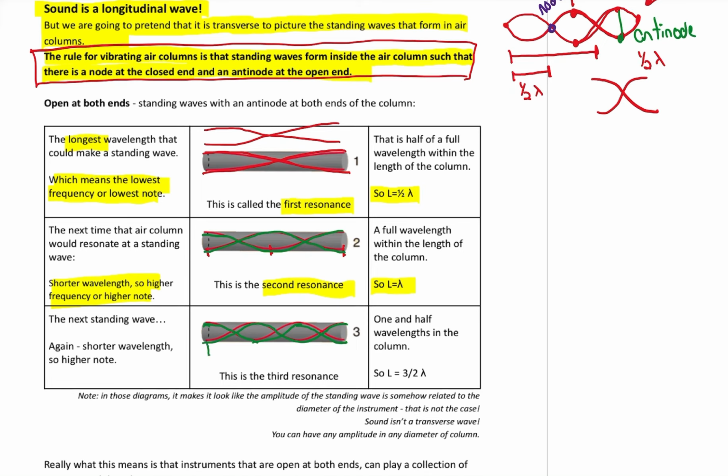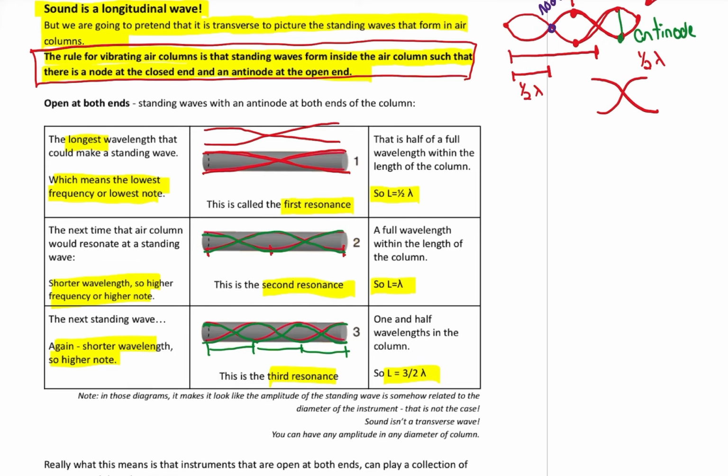If we count it out, this is half a wavelength, this is another half a wavelength, this is another half a wavelength. So in the length of our air column, we've got 3 half wavelengths. We call that the third resonance. And again, it's a shorter wavelength, so a higher note. All right, I know that's a little bit weird, but look, there's a connection here.